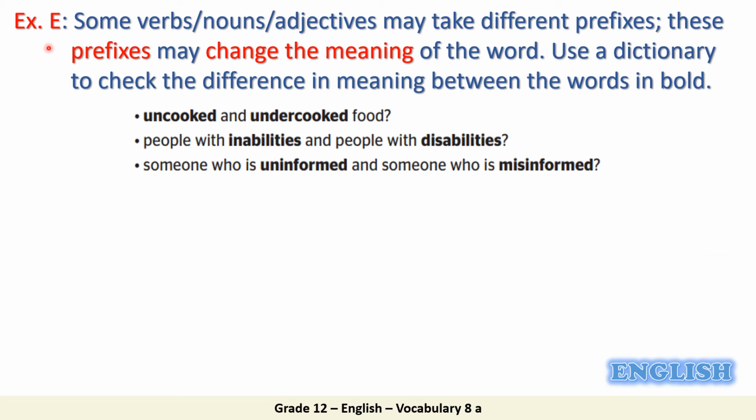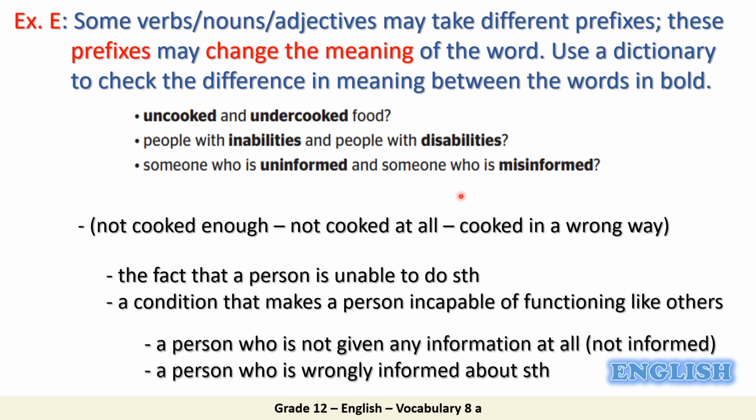As for exercise E, some verbs, nouns, or adjectives may take different prefixes. These prefixes may change the meaning of the word. For example, uncooked is different from undercooked. Now use a dictionary to check the difference in meaning between these 6 words in bold right here, and you can choose 1 or 2 of the answers in these 3 categories. Take your time, and once you have finished, please come for the feedback.